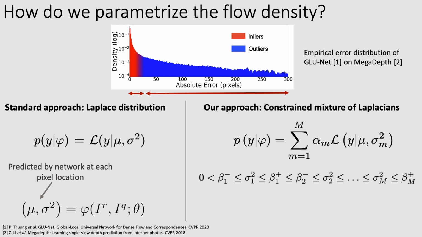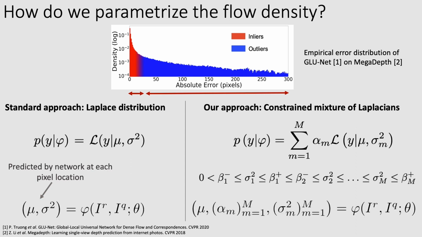Compared to the single Laplace, the incentive of our approach is that it allows to predict for each match the probability of inlier versus outlier, each modeled by separate Laplace components. So now, at each pixel location, the network predicts the mean flow vector and the uncertainty components. From those, we then estimate a single confidence value.